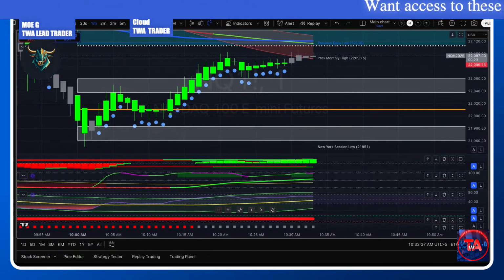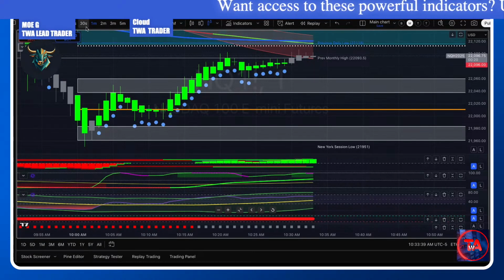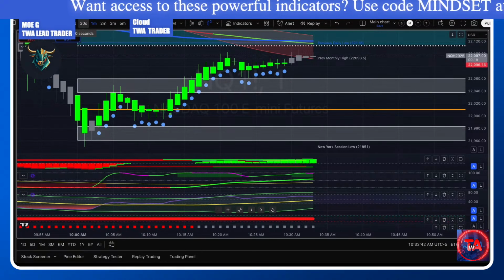All right. Let's look at my chart. Let me switch to a different time frame. What time frame is this chart on?